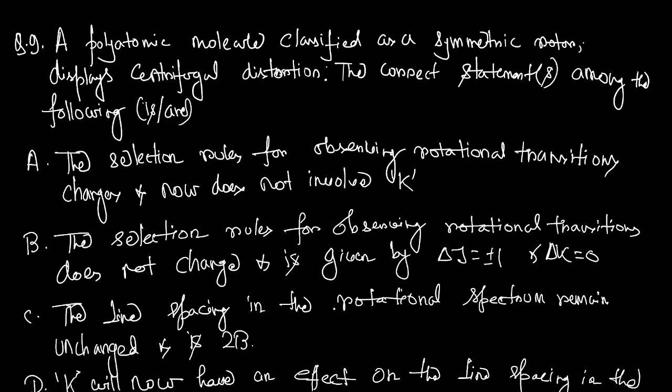From the selection rule we know that for a transition, the delta J value is plus minus 1 and delta K should be 0. So this is a correct option and this is an incorrect one. Now it is written that centrifugal distortion is working. So now the total expression should change.